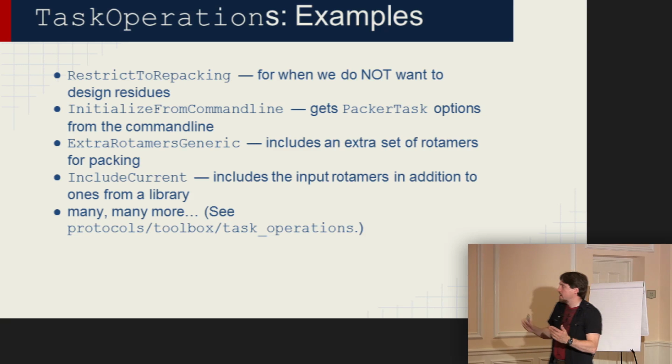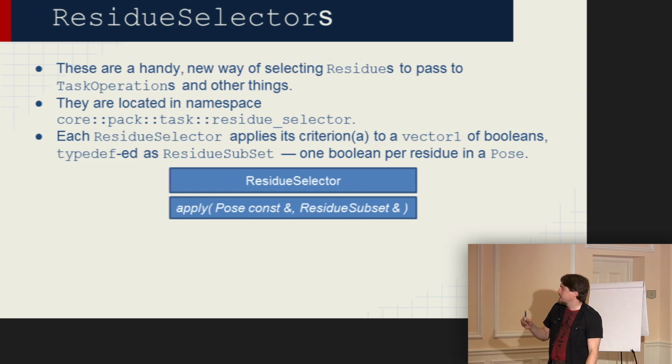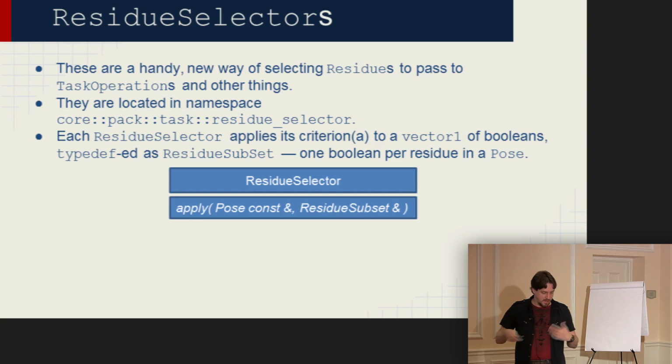OK, and if you want to know where they live: in protocols, toolbox, task operations. You can see the whole list of them. All right, so this moves us into ResidueSelectors, which are relatively new, and they're a very handy way of selecting groups of residues, particularly to pass to task operations, but as well as other things. As the code expands, there'll be lots more uses, I think, for them.